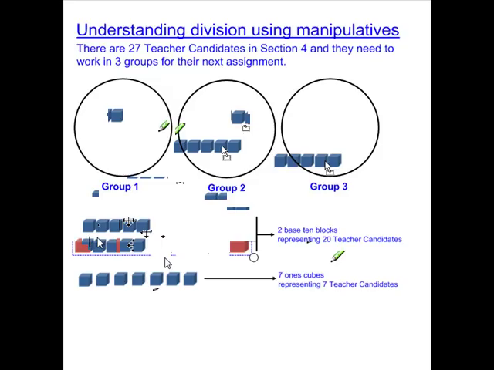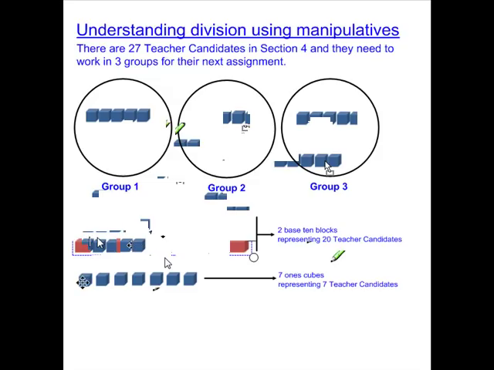How many TCs have I assigned altogether in this first step then? Let's count. 5, 10, 15. I've shared out 15 in total, but each group has 5 TCs in it. 5 TCs in group 1, 5 TCs in group 2, and 5 TCs in group 3. How many TCs are left to assign? Here are 5, 6, 7, 8, 9, 10, 11, 12. We have 12 more to share out into 3 groups.